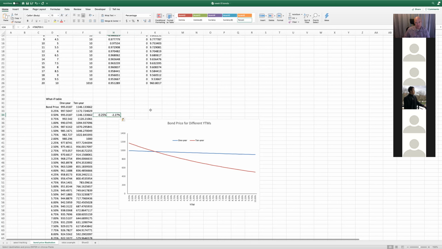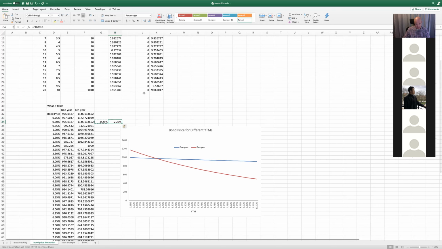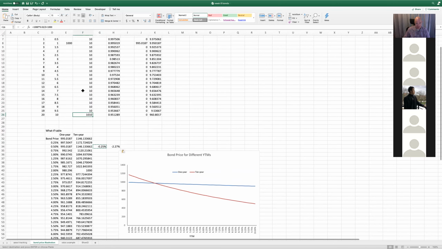What explains that? Why is my 10-year note having more of an impact on the bond price? Think about it a little bit. Why is my 10-year note having more of an impact on my 10-year note than on my 1-year note? The answer is that these further in the future cash flows are getting discounted much heavier.